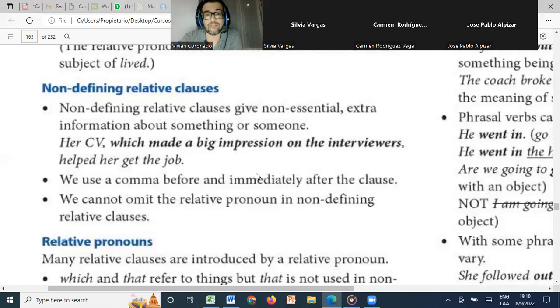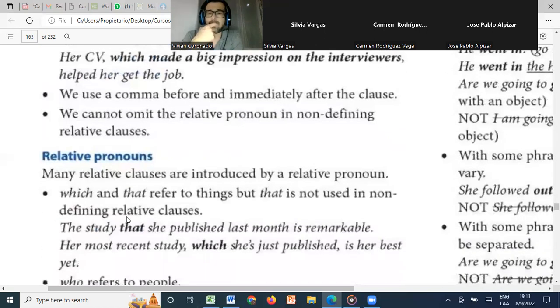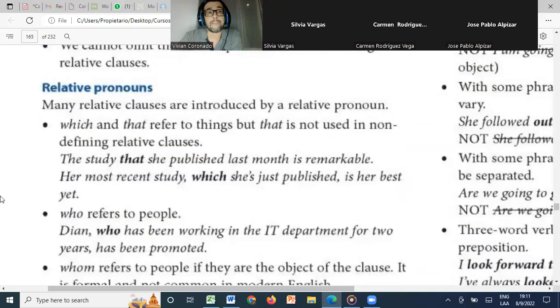Well, of course, we use a comma before and immediately after the clause, and we cannot omit the relative pronoun in non-defining relative clauses. Now, this is the most important part regarding the non-defining, right? We can say many relative clauses are introduced by a relative pronoun. We know that which and that refer to things, right? But this is the most important thing. But that is not used in non-defining relative clauses. So only in defining. For example, if I say the study that she published last month is remarkable.